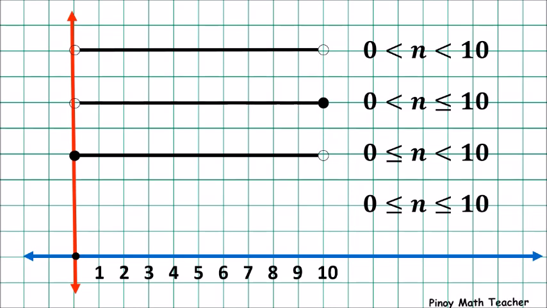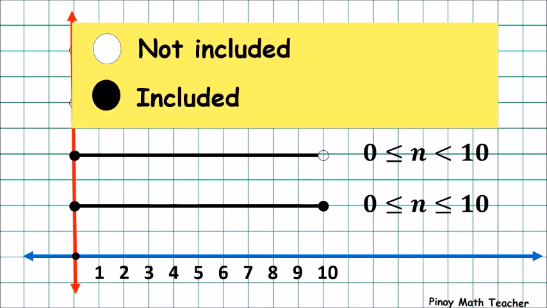Last case natin, n is greater than or equal to 0, but less than or equal to 10. So, may options na magkabila na or equal to. So, ibig sabihin, pwedeng equal sa 0, pwedeng equal dun sa 10. So, ang magiging sagot dito, from 0 hanggang 10.